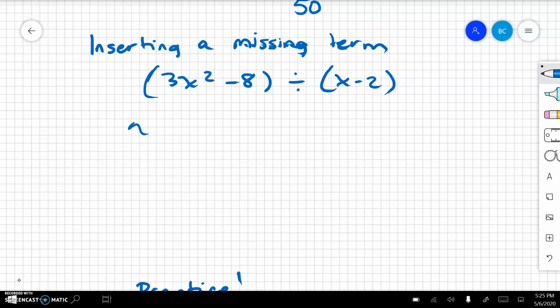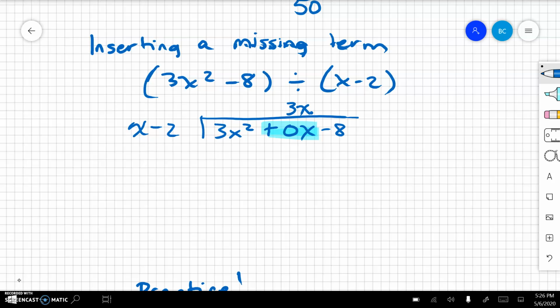So when I'm writing the problem down, I'm going to do x minus 2 goes into 3x squared, and I'm going to insert this missing term, and I'm going to put a 0 there because I don't want to change the value of the trinomial, and then minus 8. So I've inserted this piece right here so that when I divide, I have something holding its place. So x goes into 3x squared.